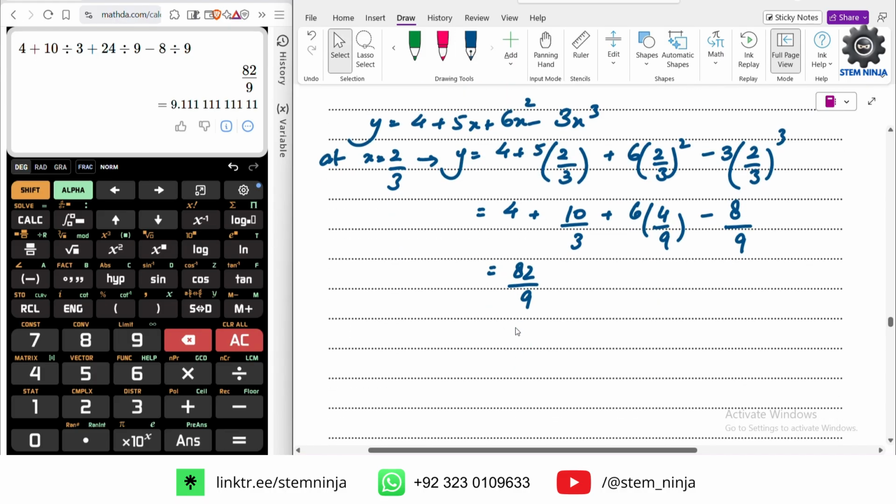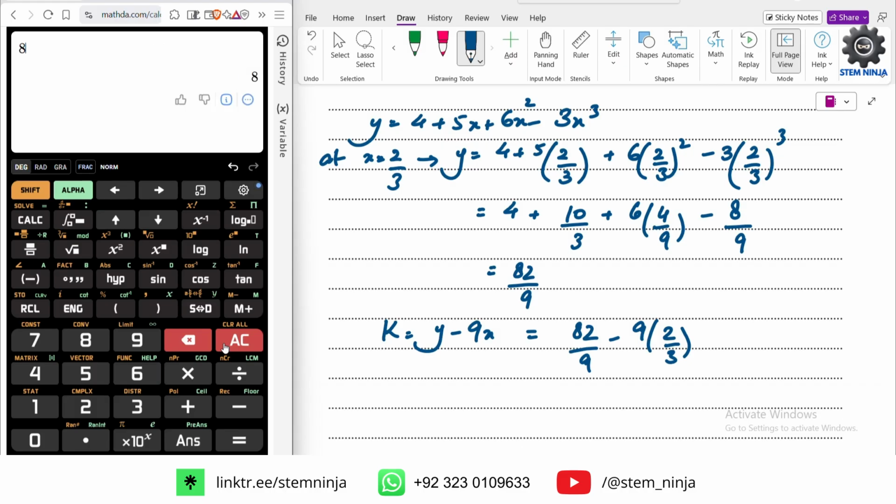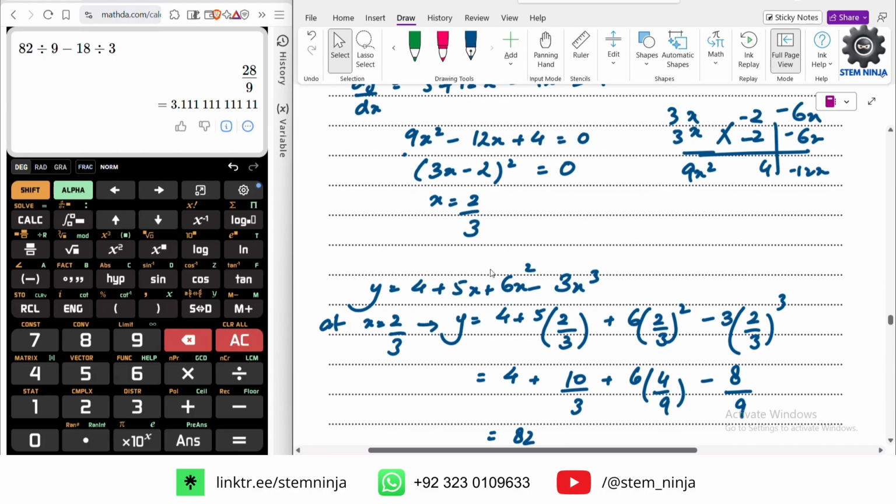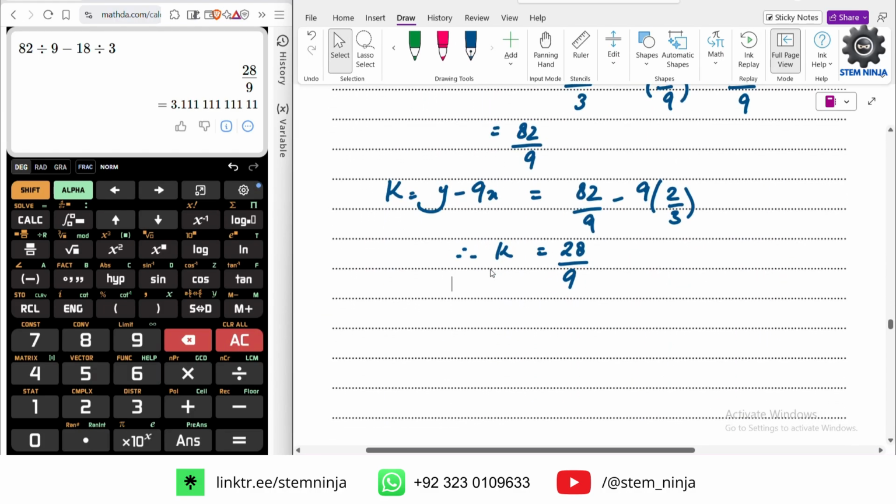So therefore k is, we had 9x plus k is equal to y. So y minus 9x. So at this value 2 over 3, 82 over 9 minus 9 times 2 over 3. So 82 divided by 9 minus 18 divided by 3 is 28 over 9. Okay, alright. Let's see the next question.